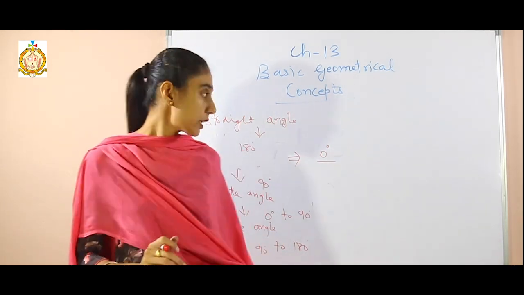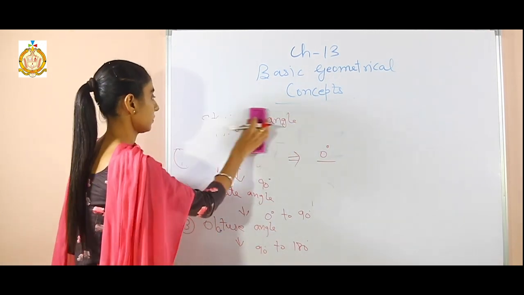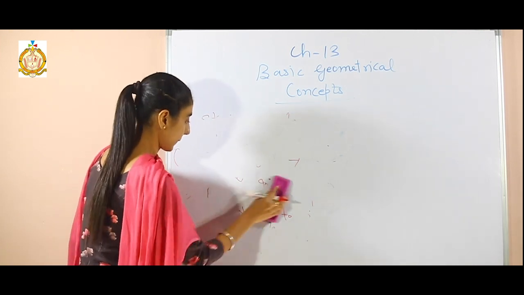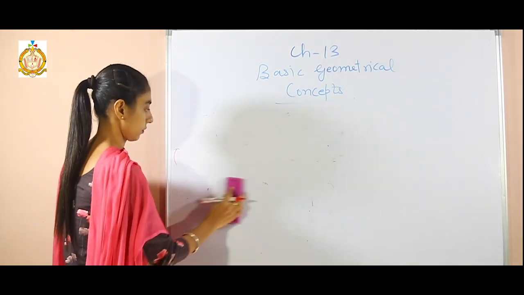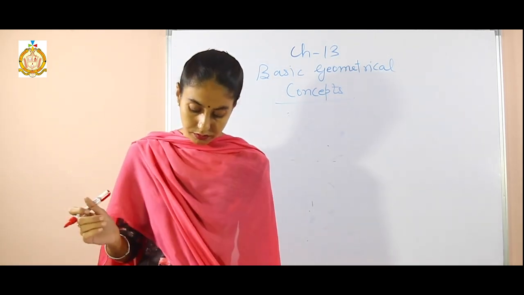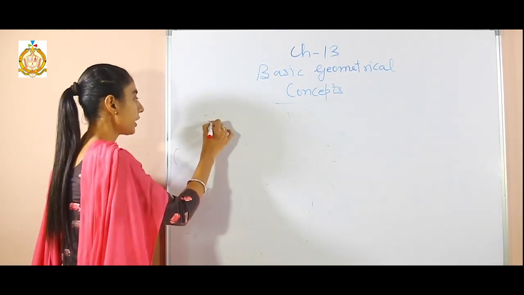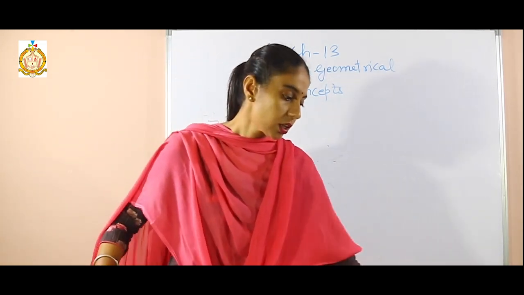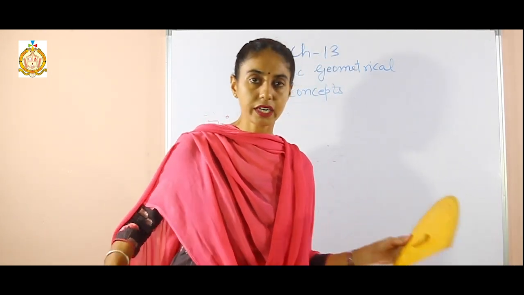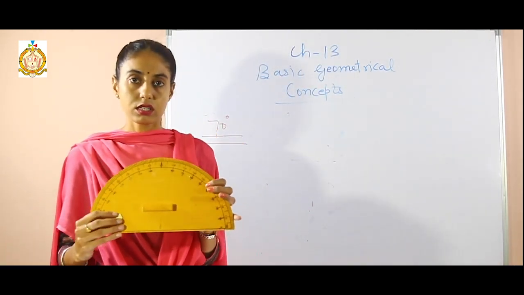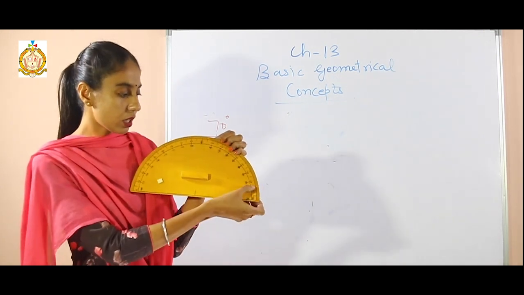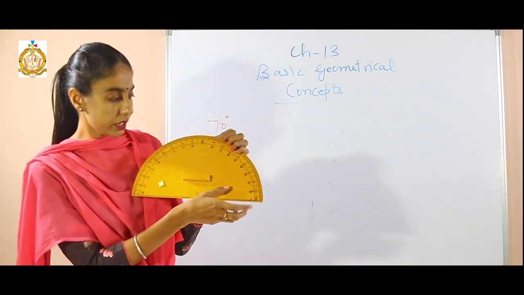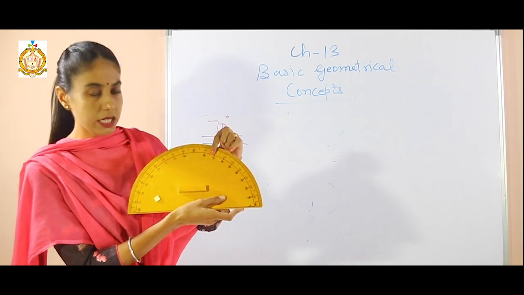And in your exercise 13.5, you have to measure a 70 degree angle. How will we measure it? First of all, we need a protractor to measure the angle. From the protractor you will count the 70 degrees: 0, 10, 20, 30, 40, 50, 60, 70.